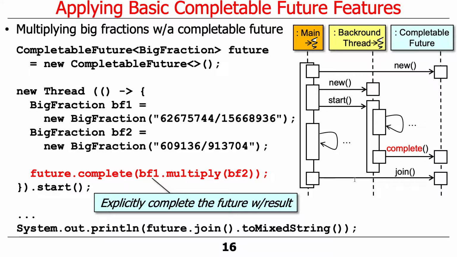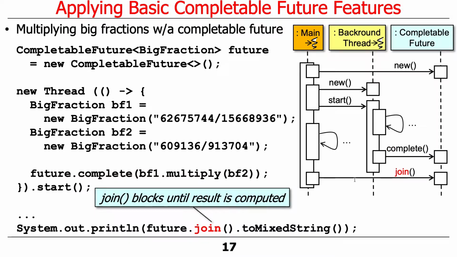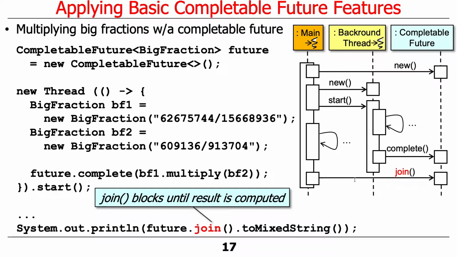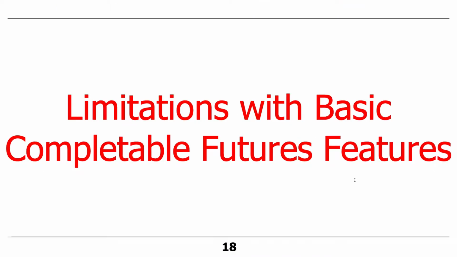And then at some point, when the background thread is finished, the code calls complete, and that tells the future we're done. It sets the result of the multiplication as the result of the future, such that whenever the main thread calls join, it'll get the result. Now, if this join happens before this computation is finished, we'll block here. If this computation is already finished, then we won't block on the join. So it'll just return, and it'll give us the result back. And as you can see here, we're going to print it out as a mixed string. So that's the way it works.